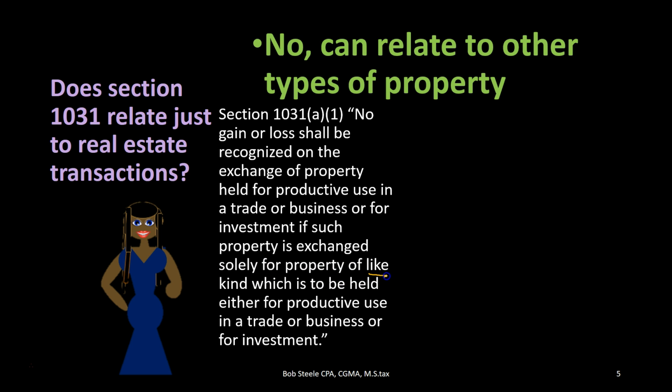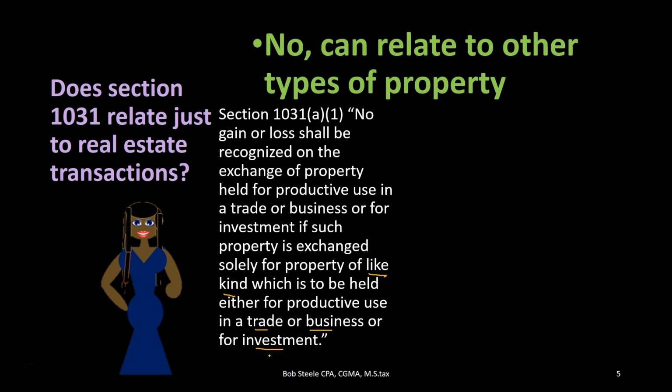So we have this idea of like kind, which is to be held either in productive use in a trade or business or for investment. Those are going to be some key terms when you're thinking about a 1031 exchange; you want to see if it applies. One, what is like-kind property? If you're looking into an exchange and you don't know that, you have to drill down on that idea of like-kind property. We also need to think of the idea that it's generally for a business type property or investment type property. If we're talking about personal property, then it's not usually going to be something that will qualify. Those are the broad outlines of what we're looking at here.